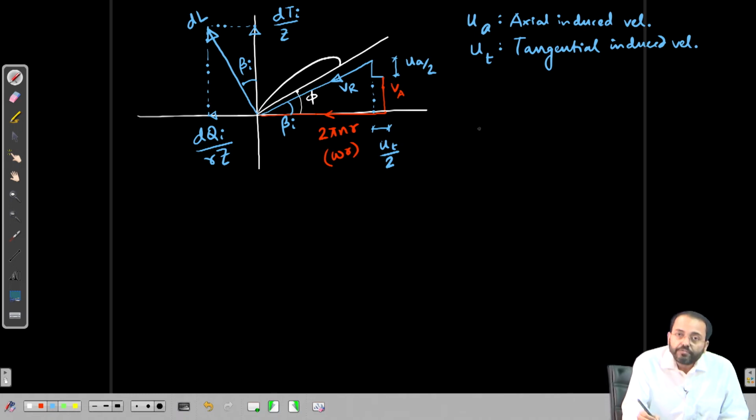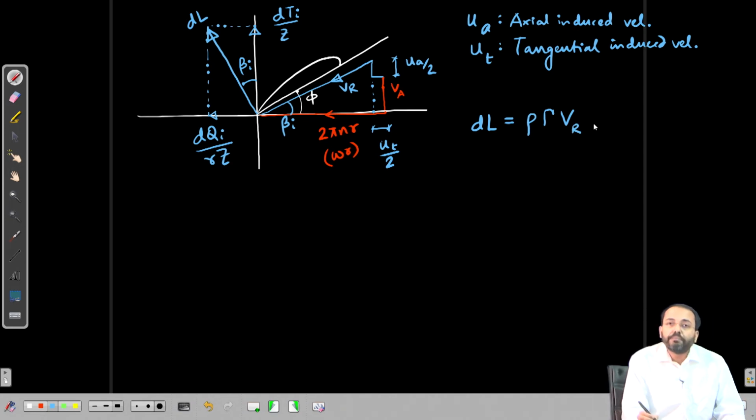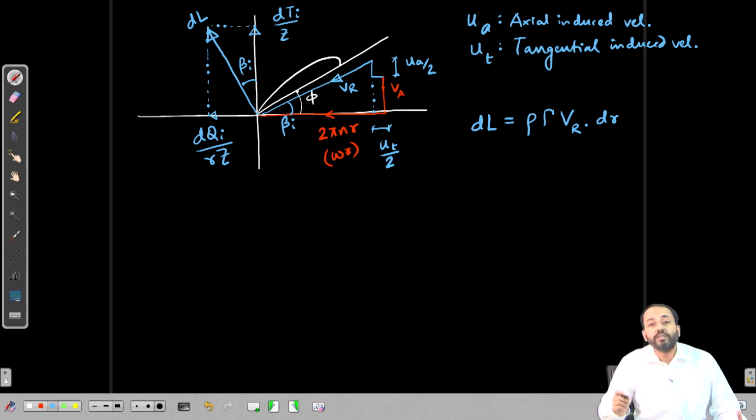Now, from Kutta-Joukowski's theorem, what is dl? Lift is given by rho, circulation, into the velocity. Here, what is the final inflow velocity Vr to the propeller blade section at a radius r, over a strip of thickness dr? So, this is the dl or the lift generated by that section related to the circulation, right.